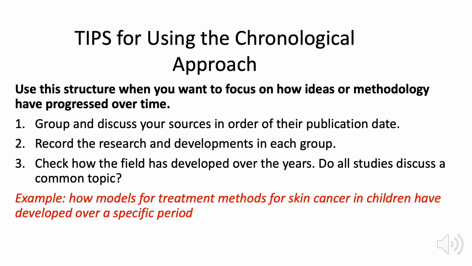In order to write a chronological review, use this structure to focus on how ideas or methodology have progressed over time. Number 1, group and discuss your sources in order of their publication date. Number 2, record the research and developments in each group. Number 3, check how the field has developed over the years. And ask yourself a question: do all studies discuss a common topic, or is there a difference between them? For example, how models for treatment methods for skin cancer in children have developed over a specific period of time.